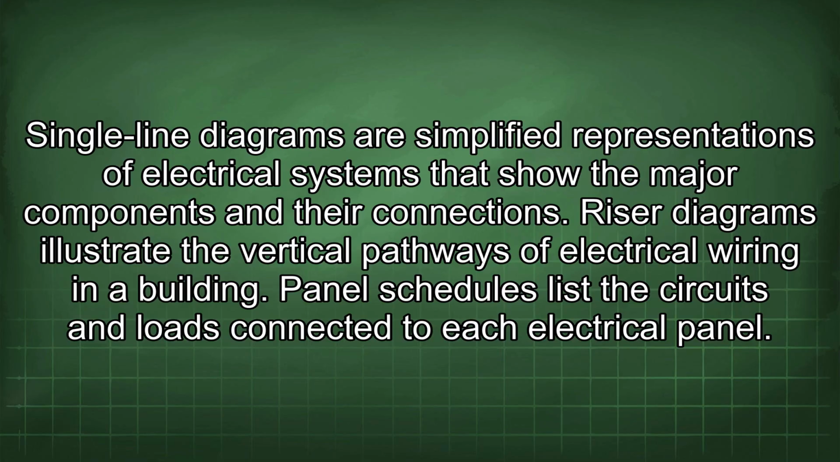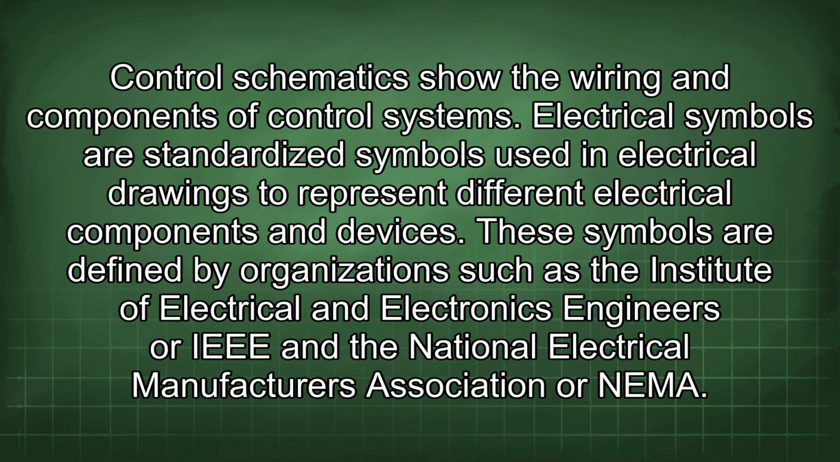Riser diagrams illustrate the vertical pathways of electrical wiring in a building. Panel schedules list the circuits and loads connected to each electrical panel. Control schematics show the wiring and components of control systems. Electrical symbols are standardized symbols used in electrical drawings to represent different electrical components and devices.